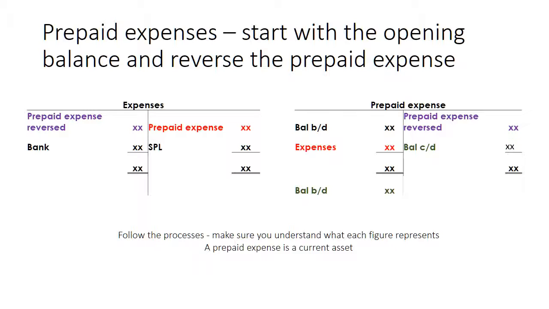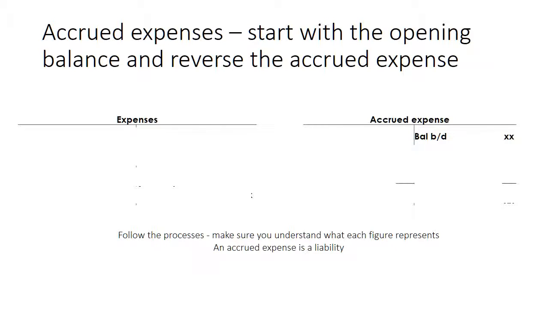At the start of the following year, then what we're going to do is reverse that prepaid expense. So we'll credit prepaid expense and debit expenses. That's the full cycle for prepaid expenses. Next then is accrued expenses. We'll follow it through step by step, just as we did before.